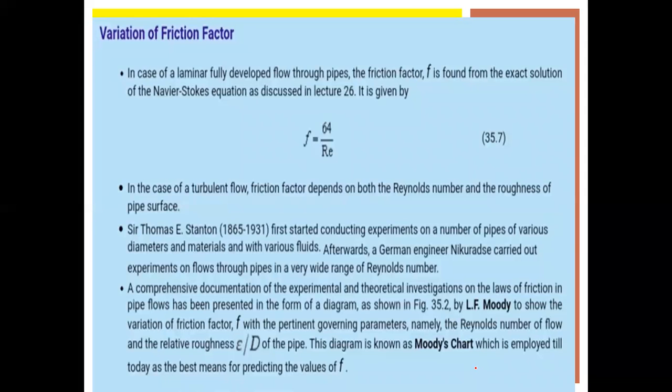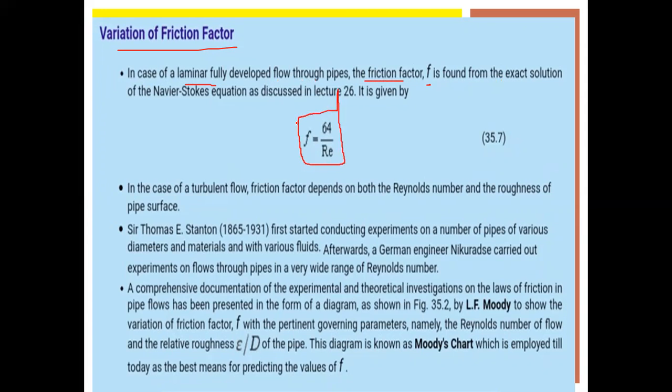Okay. The next concept is variation of the friction factor. In case of laminar fully developed flow through pipes, the friction factor f is found from the exact solution of the Navier-Stokes equation, and it is given by f equals 64 divided by Reynolds number.